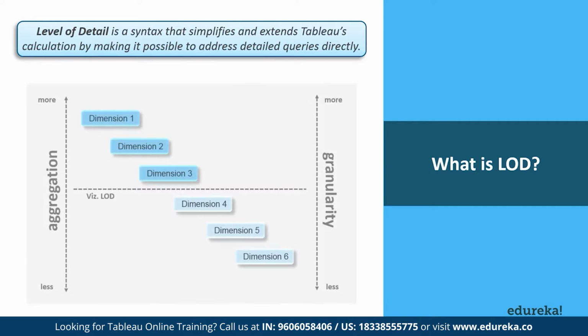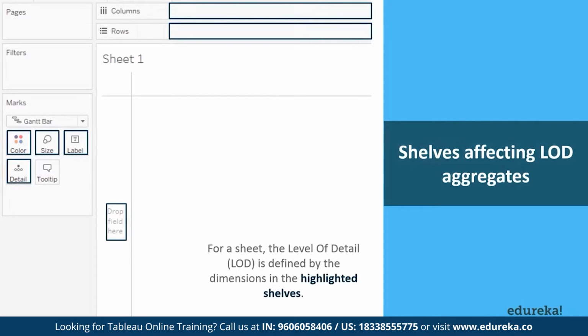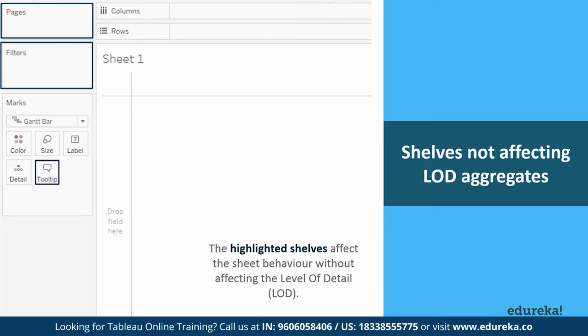Now granularity and aggregations in LOD are inversely proportional to each other. How it works is the more the level of granularity, the less is the level of aggregation and vice versa. So here are the shelves which affect your LOD aggregates. You have your columns, rows, pretty much everything except for your pages and filter shelf. And these are the shelves which do not affect your LOD aggregates. These are your pages, filters, and tooltip.